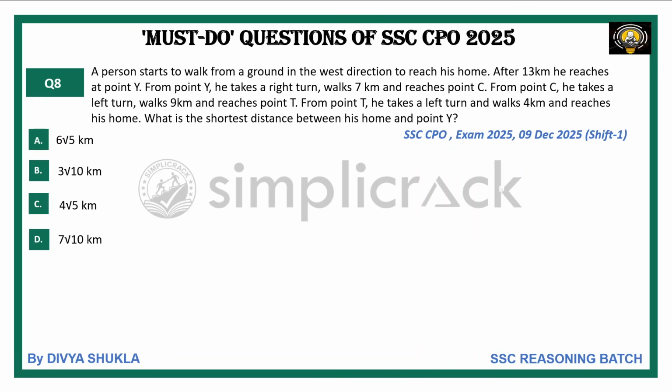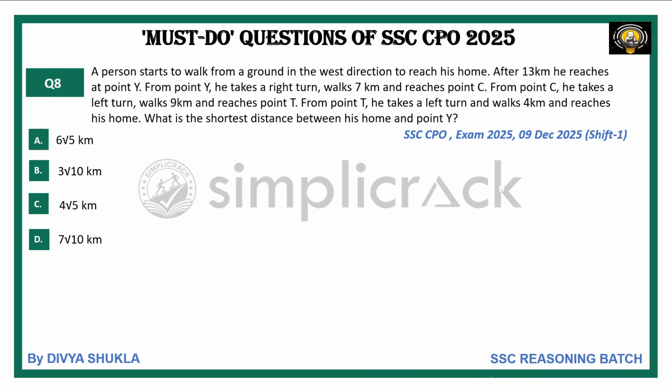Now let's see this question. A person starts to walk from ground in the west direction to reach his home. After 13 km, he reaches point Y. From point Y, he takes a right turn and walks 7 km and reaches point C.